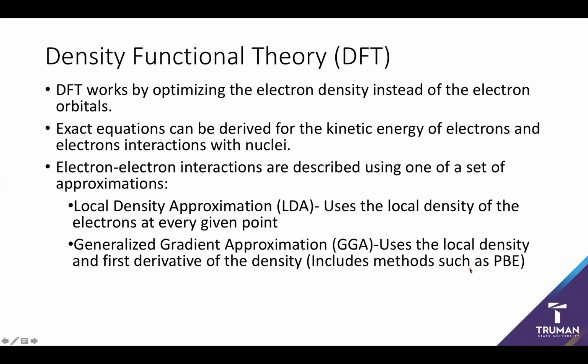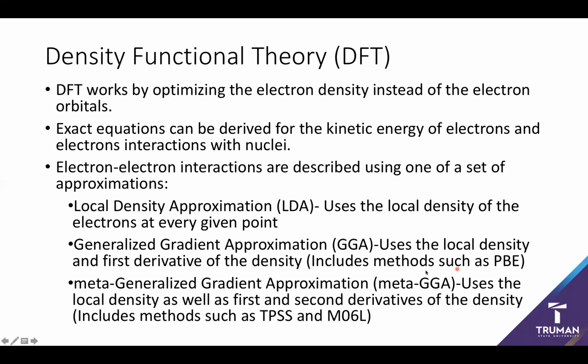However, if the first derivative is good, the second derivative might be better. So there's something called meta-GGA. This uses the local density and both the first and second derivatives of the density. I tend to be a very big fan of using this system, especially when dealing with metals. Two of the more commonly used meta-GGA methods are called TPSS and M06-L. Both of these are very good for metal systems. They also tend to be very good when dealing with non-bonding interactions because they model that dynamic correlation from things like London dispersion very well.